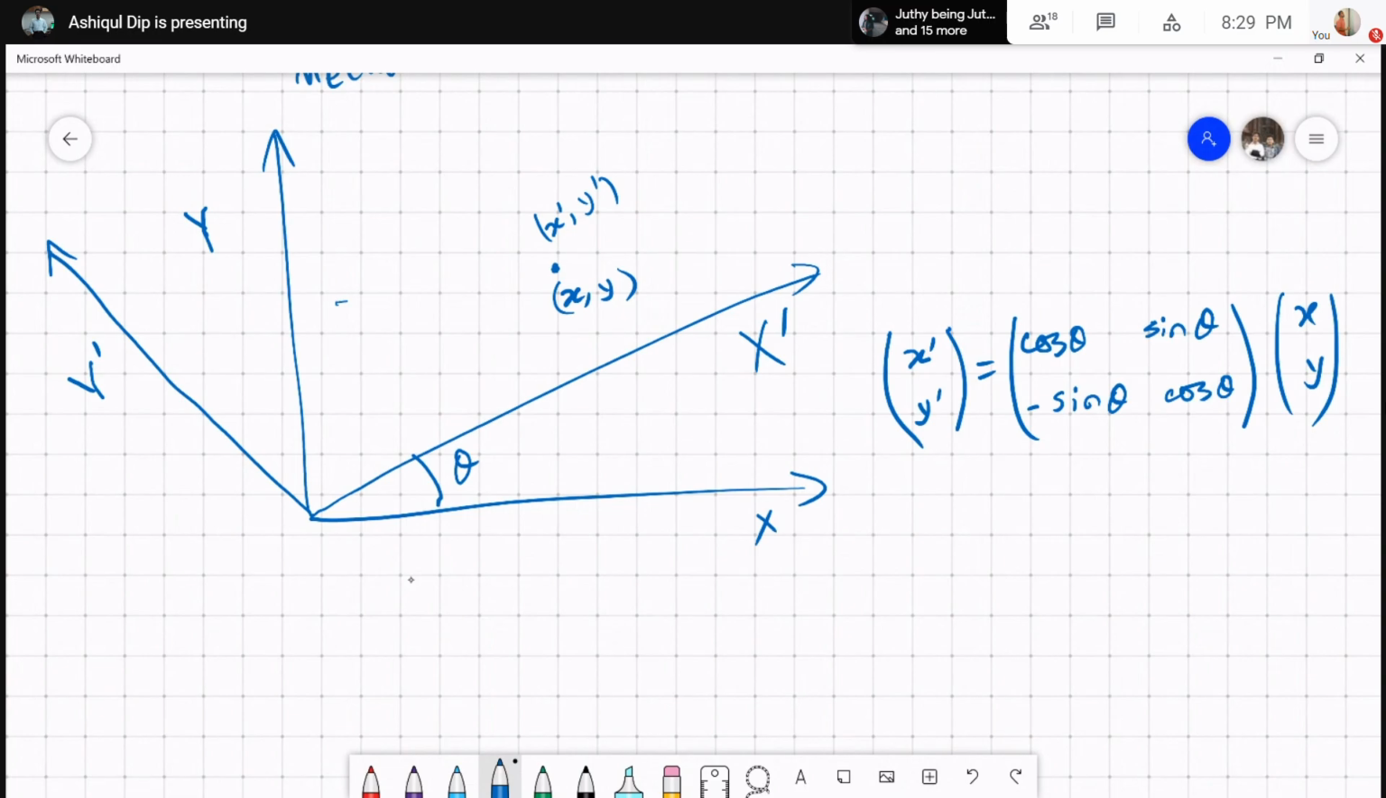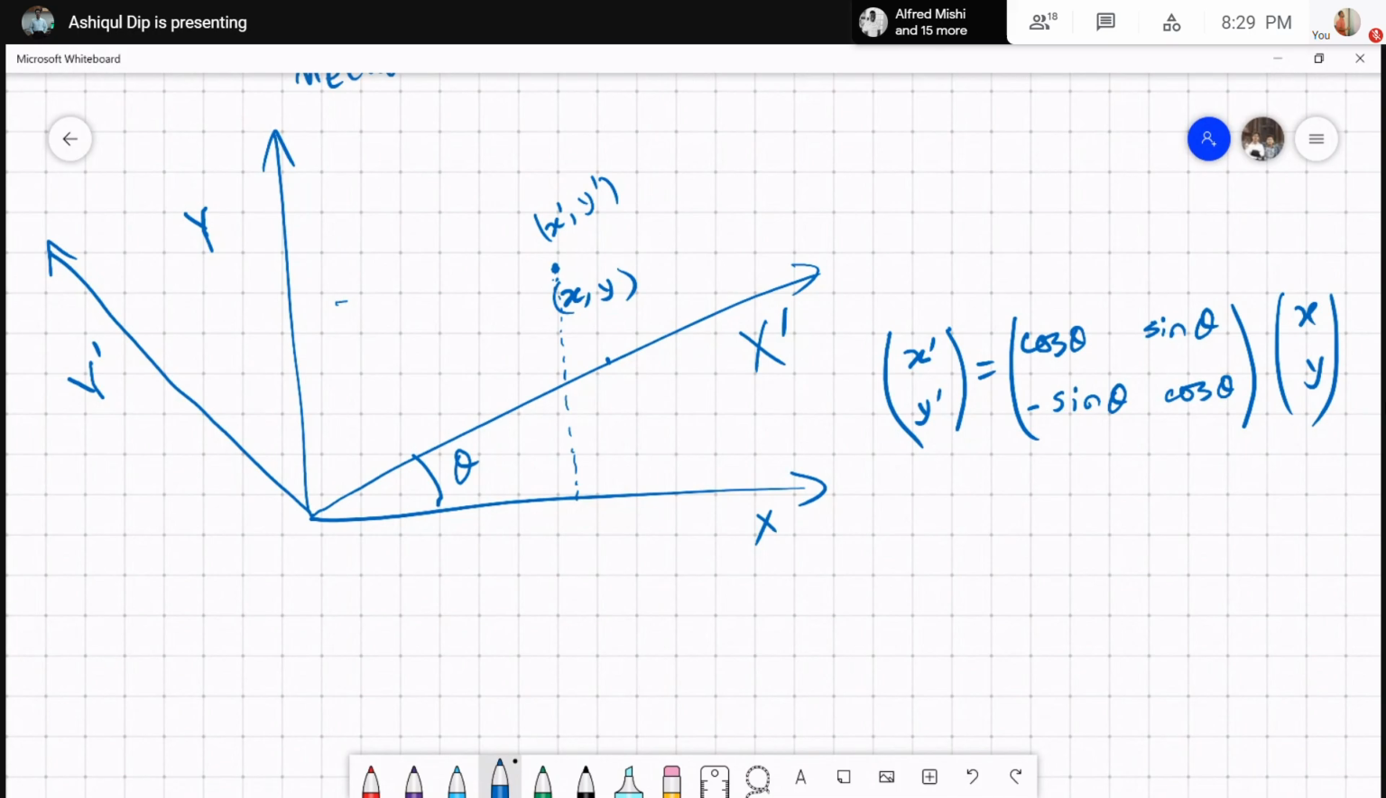Because your x prime is still like here, any point on this should have positive y and positive x coordinates. So it's cosine theta x, sine theta y. Yeah, it's correct. Or is it? There should be a minus here or plus here. I should have inversed the 2x2 matrix. Let's derive this, right? Okay.